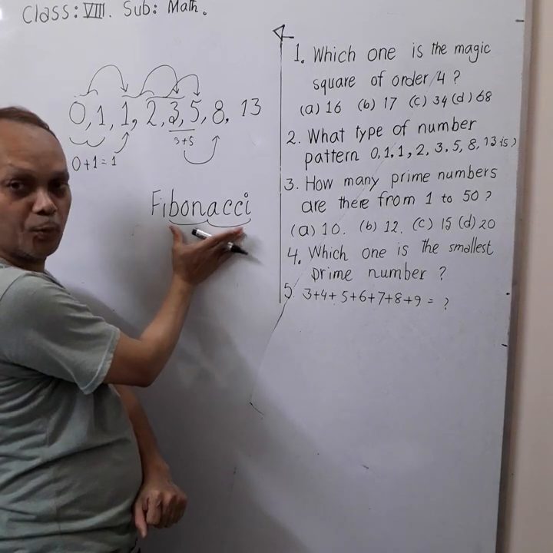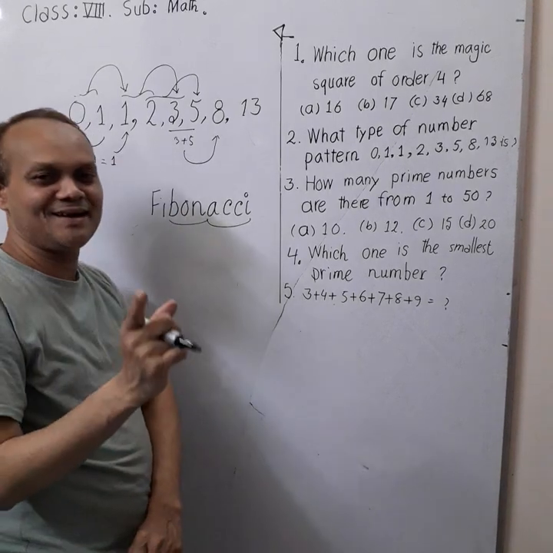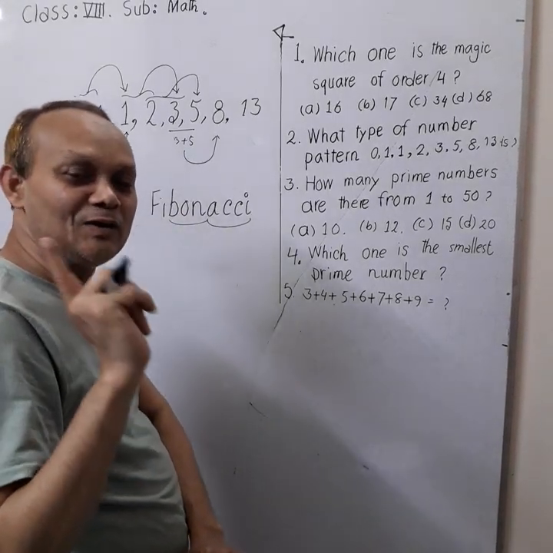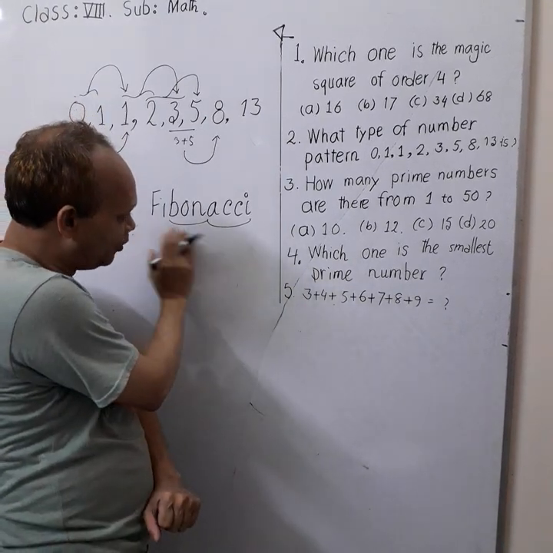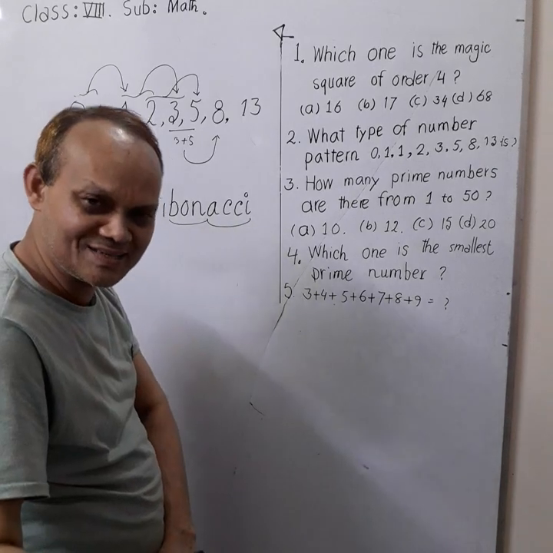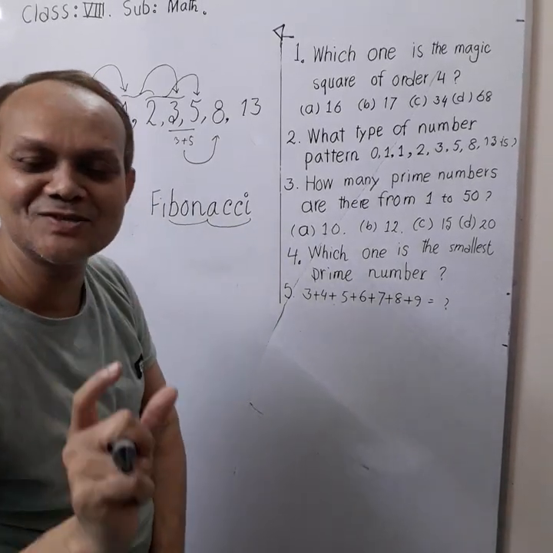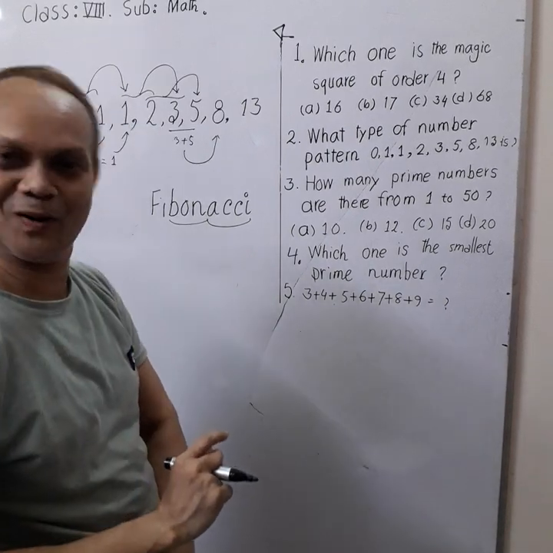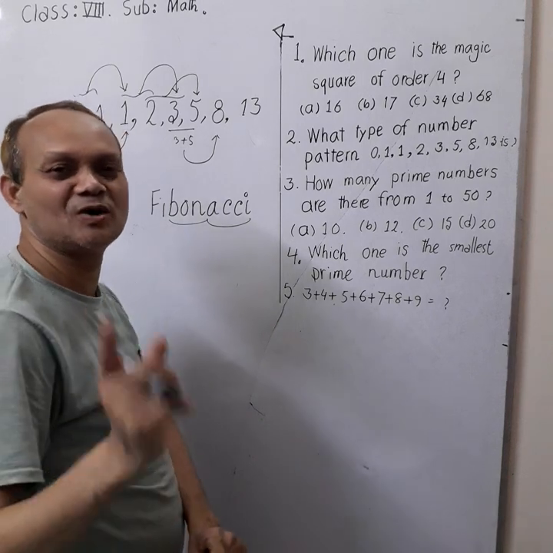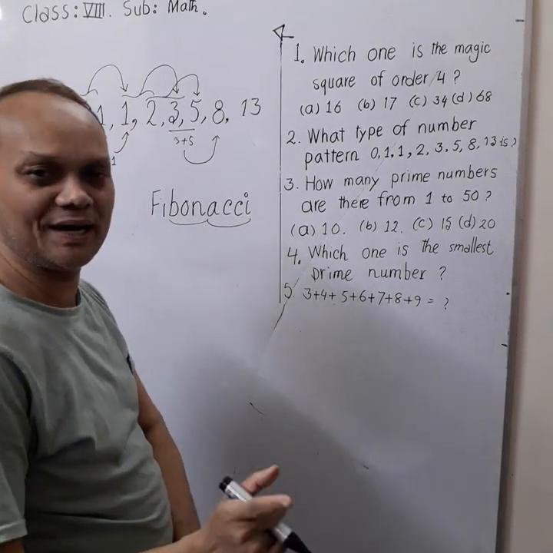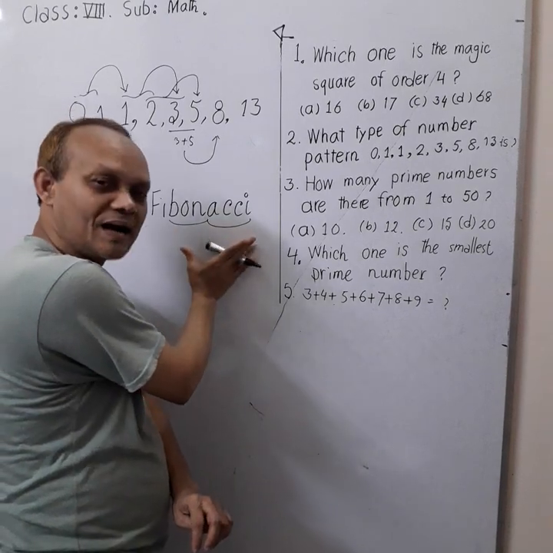Bonacci, Fibonacci, and you will be very glad to know that the word Fibonacci means son of Bonacci. Bonacci is a place of Italy. That is, Fibonacci was the mathematician of Italy. Clear? That is why his name is Fibonacci.